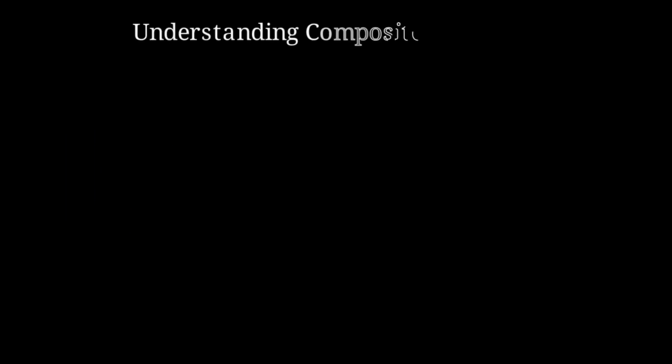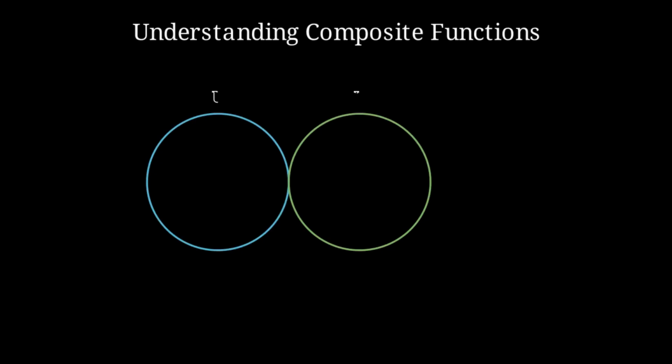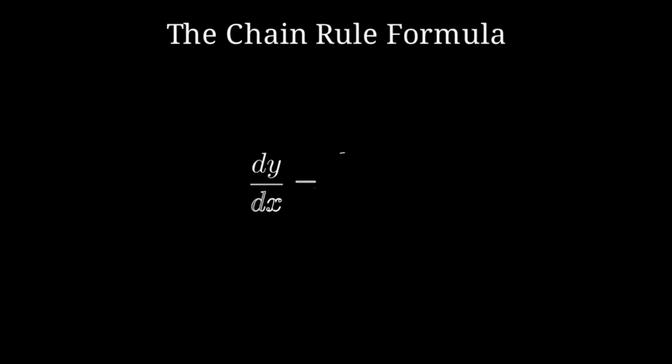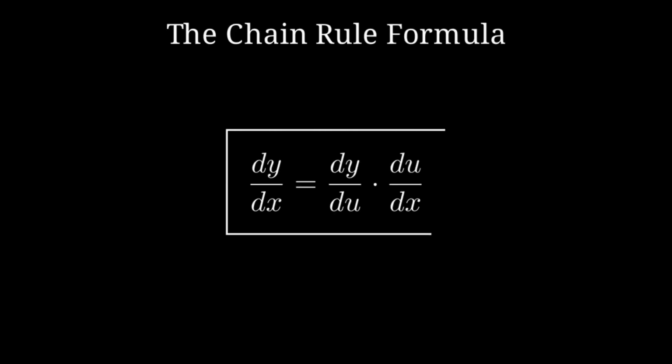To understand the chain rule, we first look at composite functions, where one function is nested inside another. Here, g of x is the inner function, and its output becomes the input for the outer function f. The chain rule states that the derivative of a composite function is the derivative of the outer function with respect to the inner, multiplied by the derivative of the inner function itself.